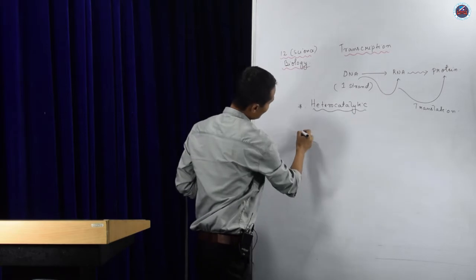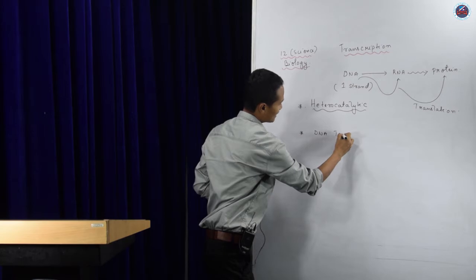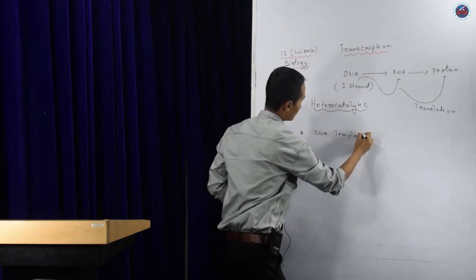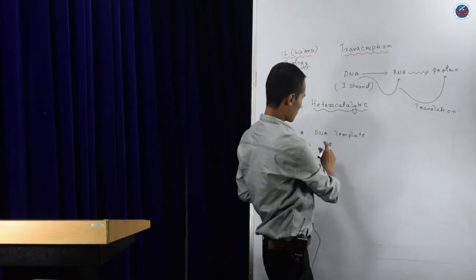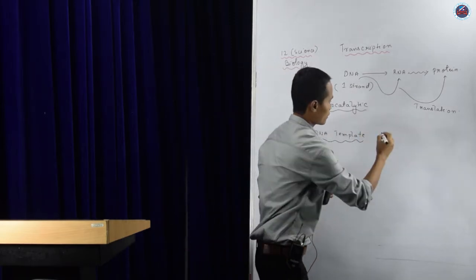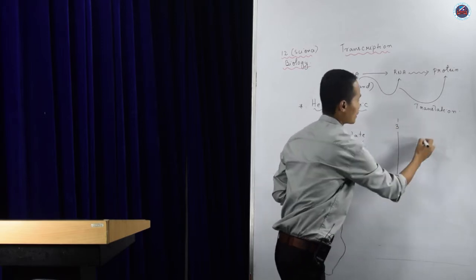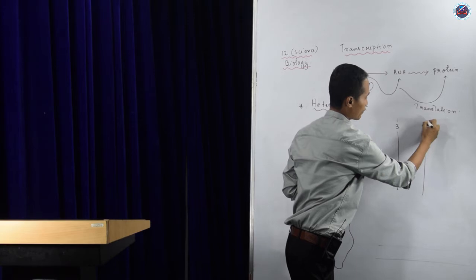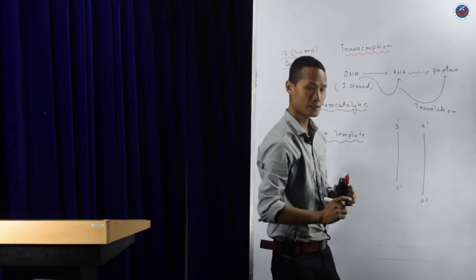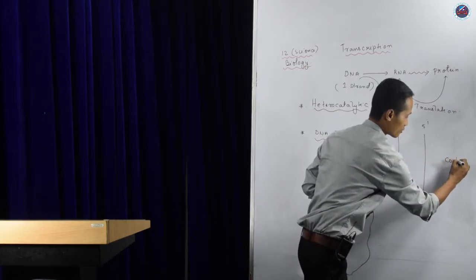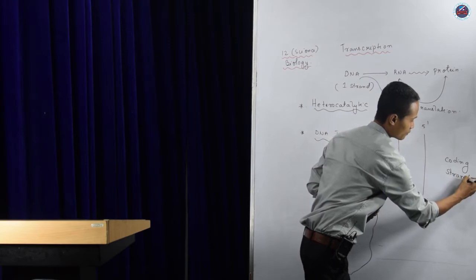The next important thing is about the DNA template. We need a DNA template for the process of transcription. This is 3' to 5', and here we have 5' to 3'. 5' to 3' is considered as the coding strand. Now, what is the coding strand?